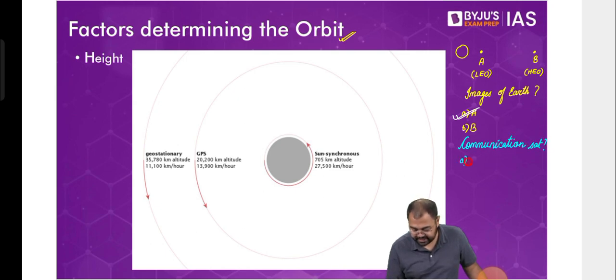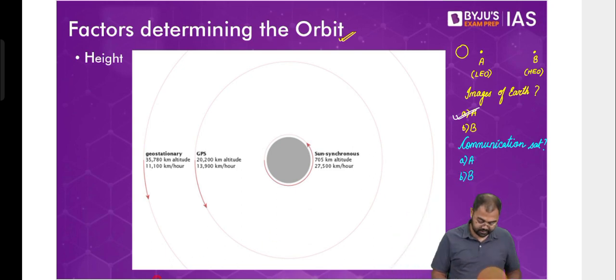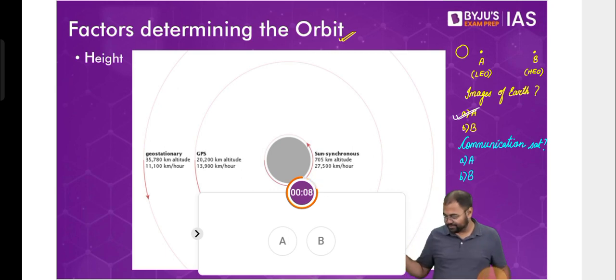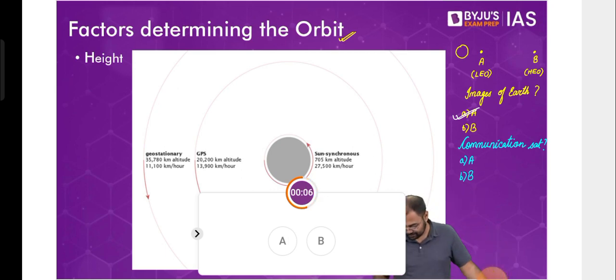So in case of communication satellites, whether A or B, which is the preference? Whether A is the preference or B is the preference. And please also tell me the reason why you feel A or why you feel B.